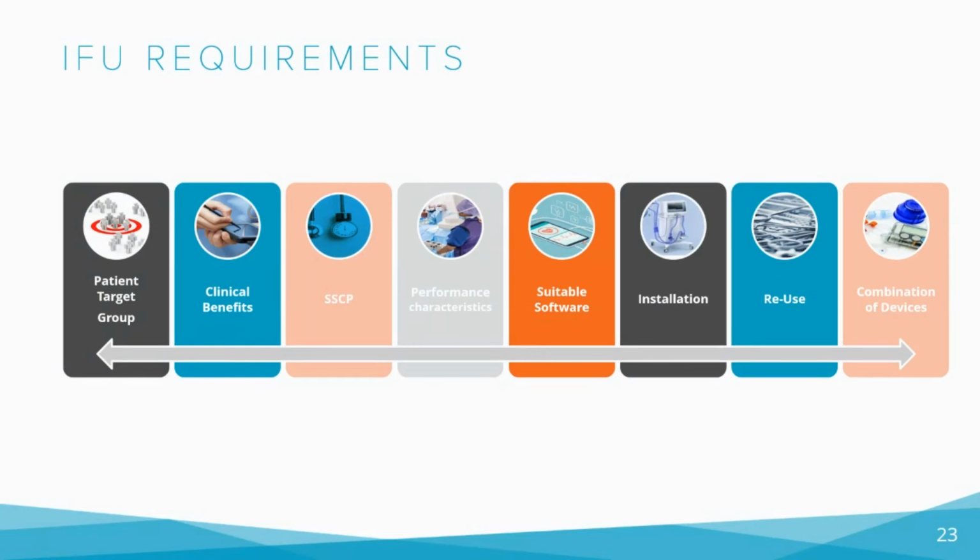Firstly, the content of IFUs must include information on the intended use of the device, as well as detailed instructions on how to use it safely and effectively. It must also provide information on any specific precautions or warnings that must be taken into account when using the device and how to manage any potential risk related to the device.